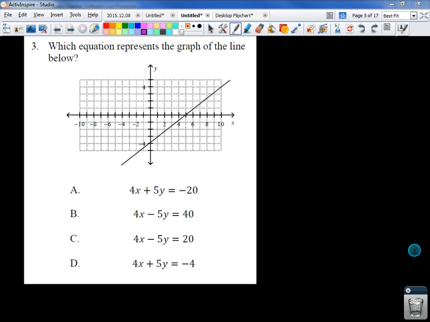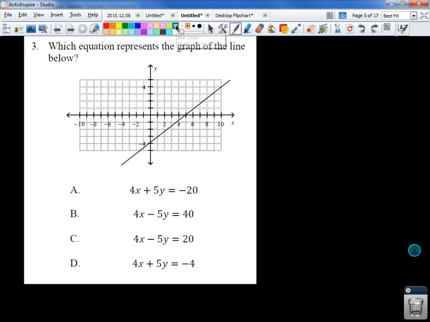Number 3 says, which equation represents the graph of the line below? The answer choices are given in standard form. So we can identify the slope-intercept form, and we can convert it algebraically, and we can verify graphically.